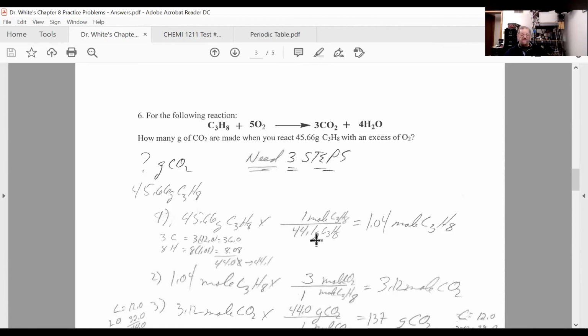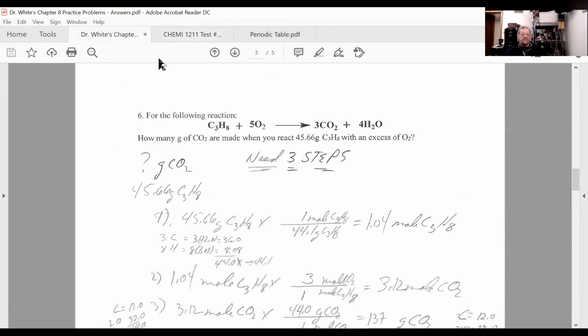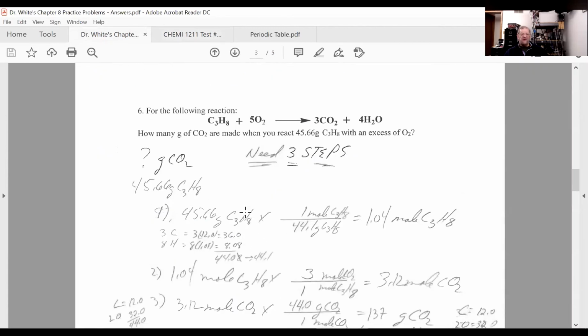Whatever I'm trying to get rid of goes underneath. Where do I get the relationship of 1 mole of a compound to grams of a compound? Important information, test number 2 tells us 1 mole of a compound equals the molecular weight of the compound in grams, and the molecular weight of a compound is the sum of all atomic weights. And therefore, if I start with so many grams of propane, C3H8, to make how many moles? I have moles per grams of propane. 1 mole equals its molecular weight. How do I get the molecular weight?